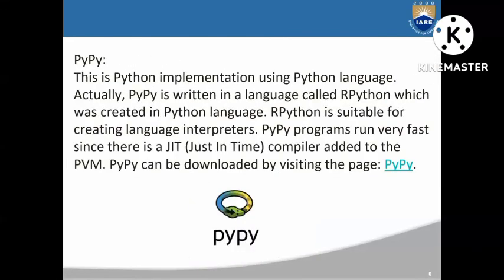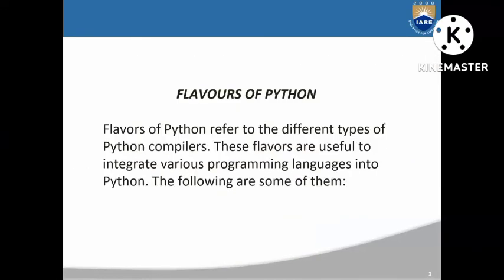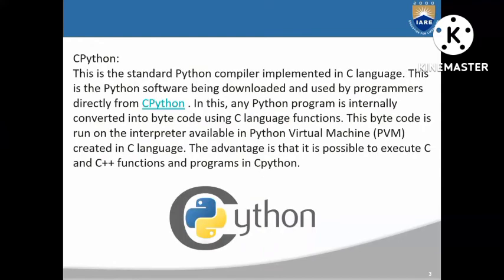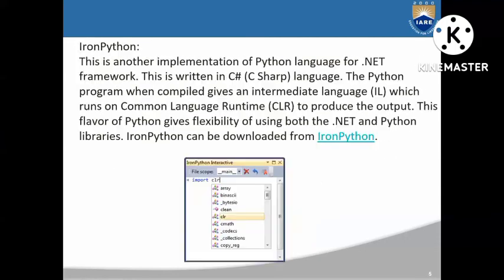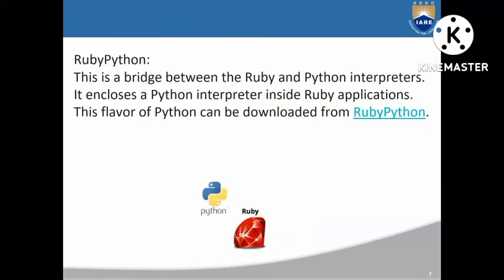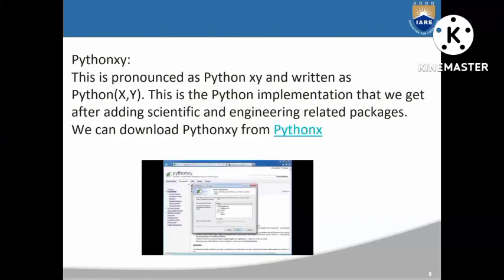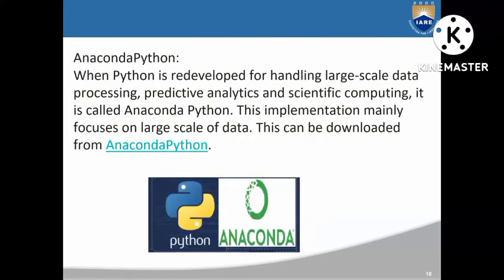So with this, we came to know what the meaning of flavors of Python is and what the flavors of Python are, that is CPython, Jython, IronPython, PyPy, Ruby Python, Stackless Python, Python XY and Anaconda Python.